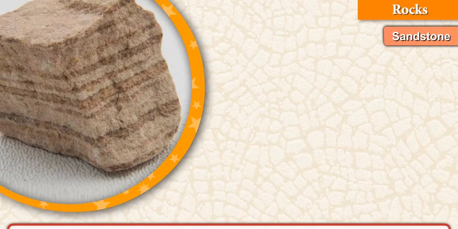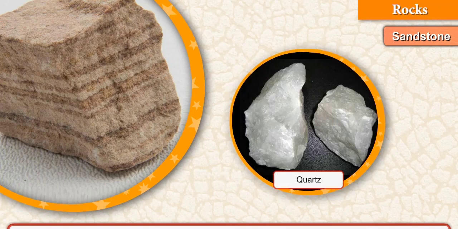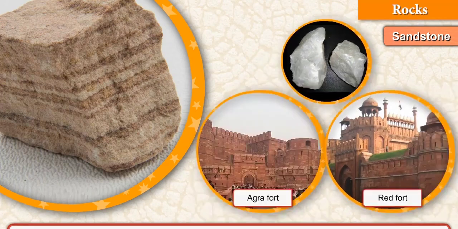Examples of sedimentary rocks. Sandstone. It is a soft stone made from particles of sand that get cemented together. The most common mineral found in sandstone is quartz. This rock is used in construction. The Red Fort in Delhi and Agra Fort in Agra are made of red sandstone.